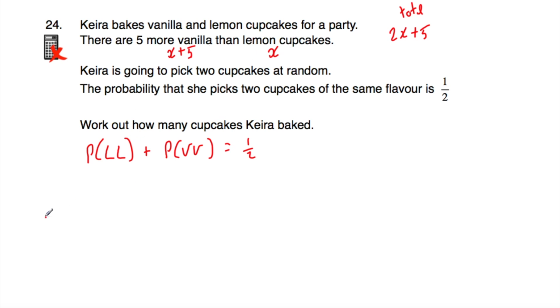So let's do that. Let's find the probability of a lemon and another lemon. In terms of the probability that the first cupcake is lemon, there's x lemon cupcakes, so x, out of the total number, which is 2x plus 5.